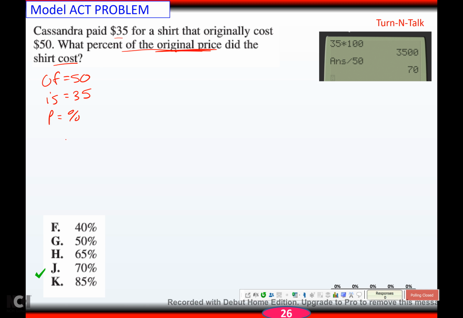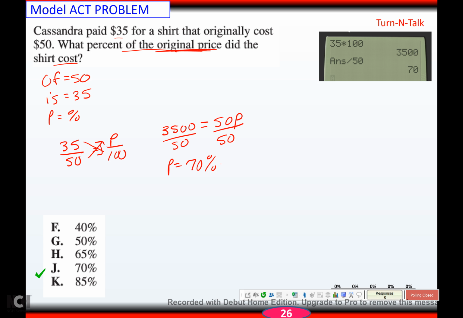So if I set it up, I'm going to have is over of equals P over 100. So when I type it in, I have 35 times 100, which is 3,500, equals 50 times P, which is 50P. To get P alone, divide by 50, and you get P equals 70%. So it's J.